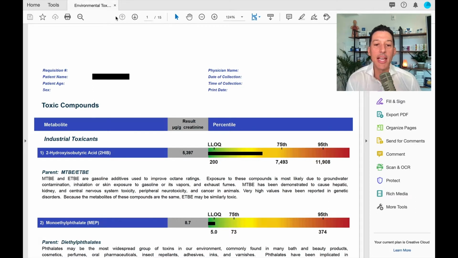So again, it's a nice one to run every once in a while, maybe once a year or so. And the reason is it can just show you what, again, you may not know that you're coming into contact with.